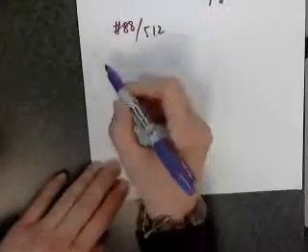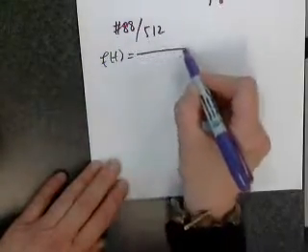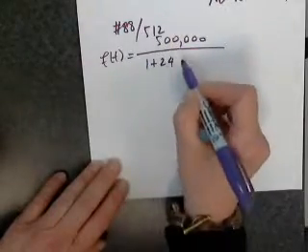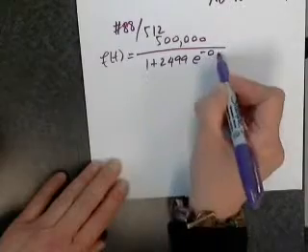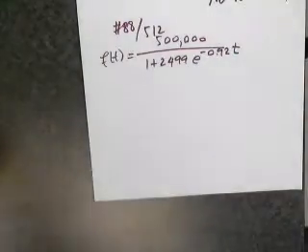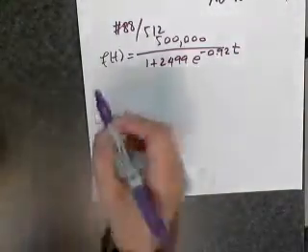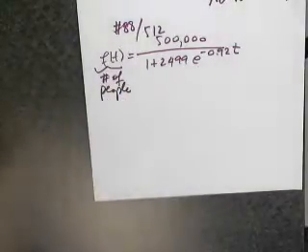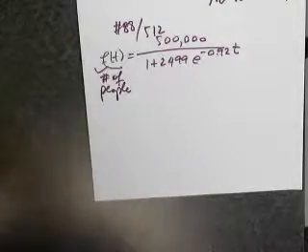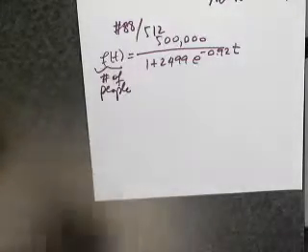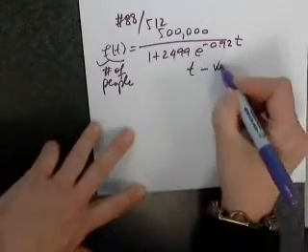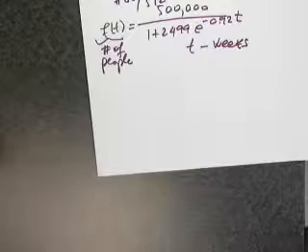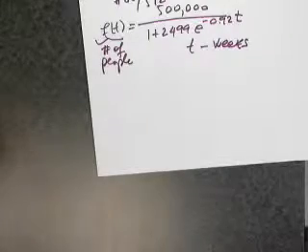The function f of t equals 500,000 over 1 plus 2,499 e to negative 0.92 t models a number of people in a city who have become ill with influenza t weeks after its initial outbreak. So t weeks. First question, how many people became ill with the flu when the epidemic began?